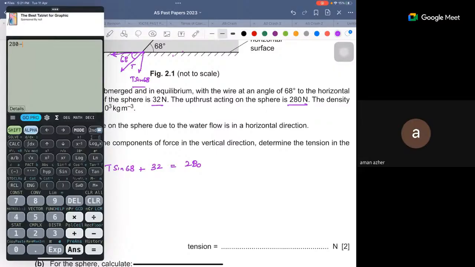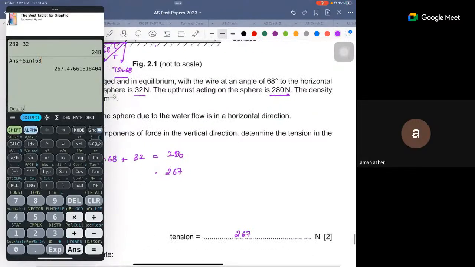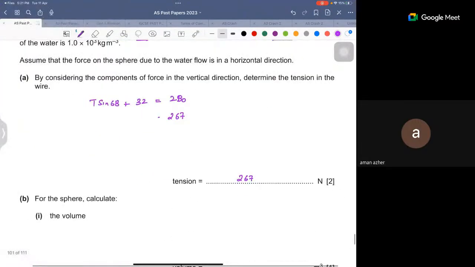So then 280 minus 32, divided by sine of 68. First we need to find this and then divide the answer by sine of 68. So that would be 267 newtons. So the correct answer for this one will be either this, or you can also write 270. It's correct SI units, I mean significant figures.